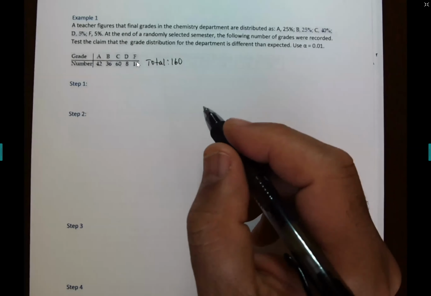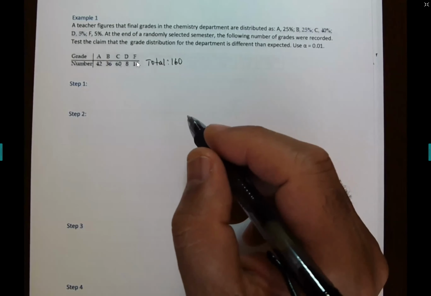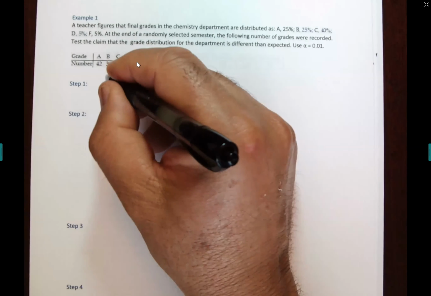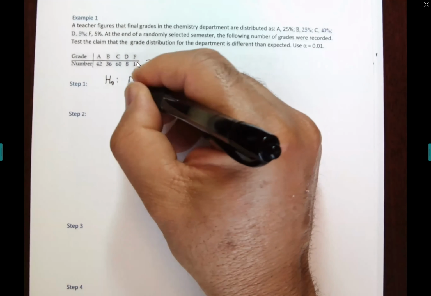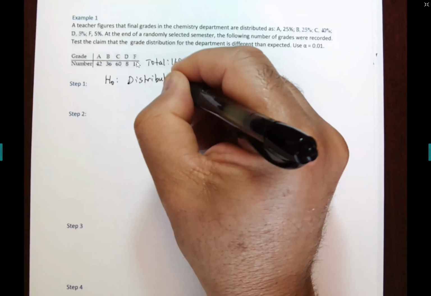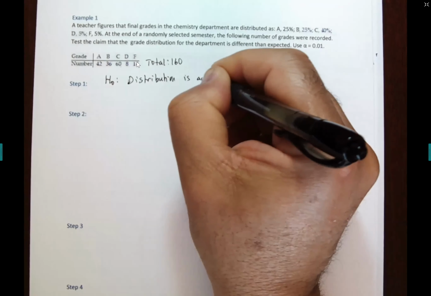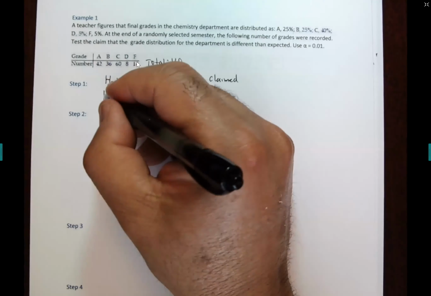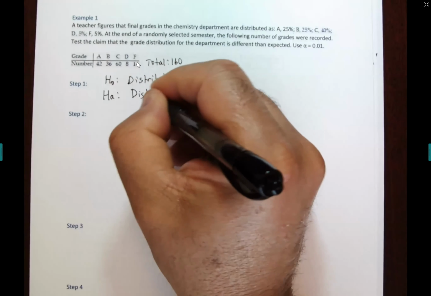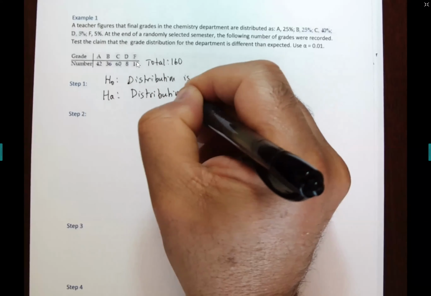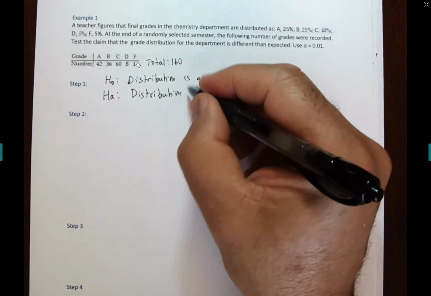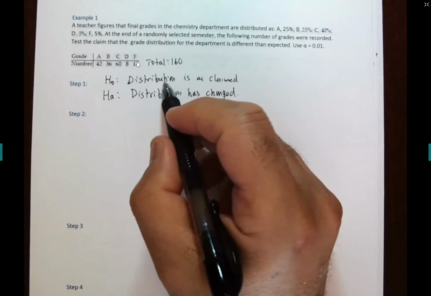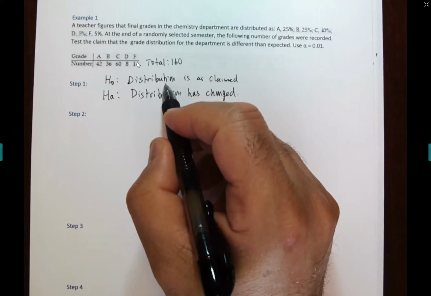Before we do that, guys, let me show you how to state the null and the alternative. And it is a generic statement. It does not change from one problem to another. H0 will always be: distribution is as claimed, as claimed above right here. And HA, guys, will be: distribution has changed or is not as claimed. Now, what distribution are we talking about here? It's the distribution of grades.